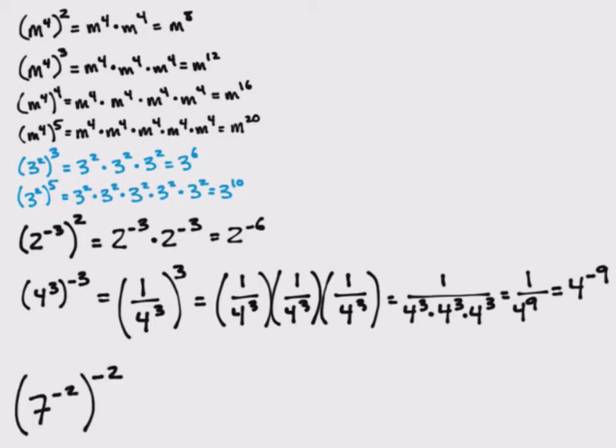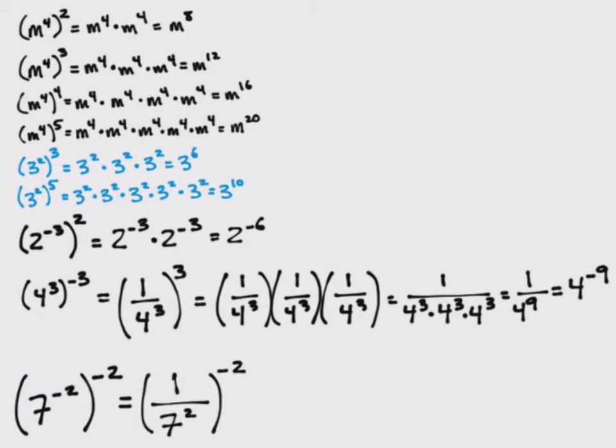Here we've got 7 to the negative 2nd power, all of that raised to the negative 2nd power. So in theory, if all we have to do is multiply the exponents, negative 2 times negative 2 is 4, and we should end up with 7 to the 4th power. Let's see what happens. First things first, let's rewrite 7 to the negative 2nd power as 1 over 7 to the 2nd power.